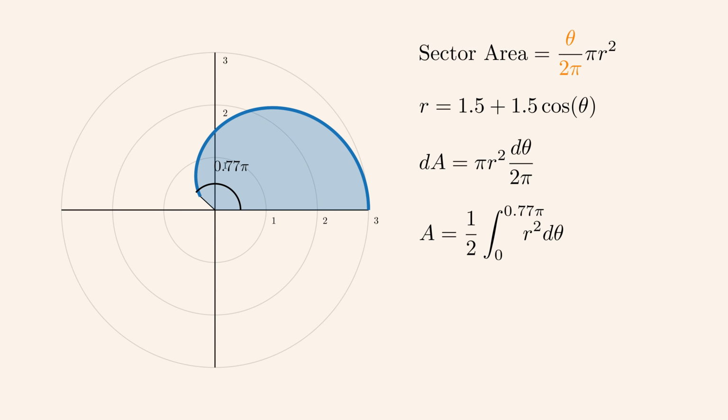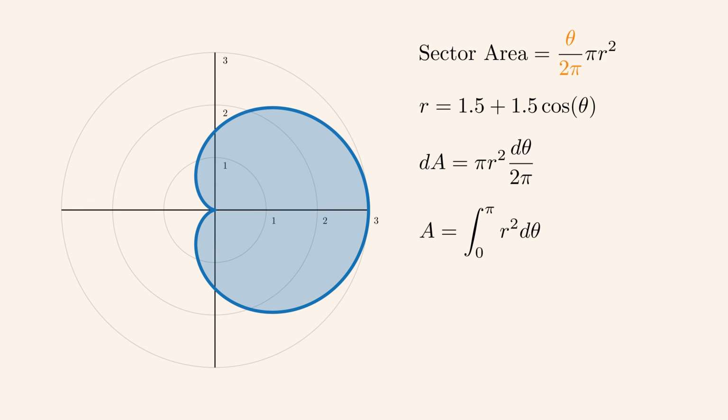We can increase this limit to capture more of the cardioid's area as we sweep through larger angles. But did you notice that the bottom half is perfectly symmetrical to the top half? Because of this, a trick is to integrate over just one half, and then double the result to find the total area. Next, we substitute our expression for r into the integral.